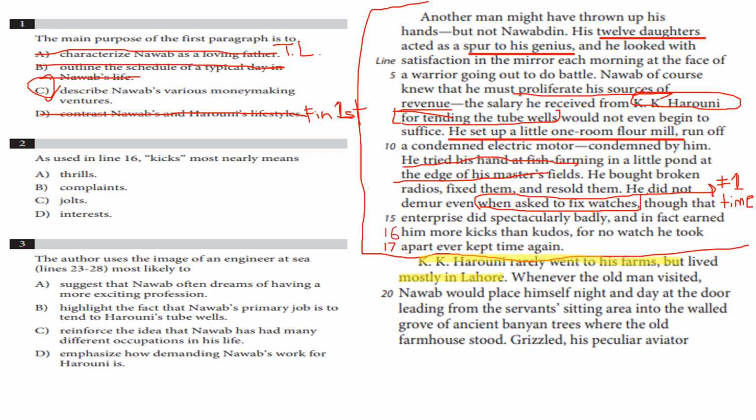So you get 16: thought that enterprise is spectacularly badly and in fact earned him more kicks than kudos. You have to contrast it to this word here, kudos, or congratulations. So I'm going to draw an arrow here. This is good, and when somebody says kudos, good job, good for you, they're saying congratulations. And this then would be jolts.